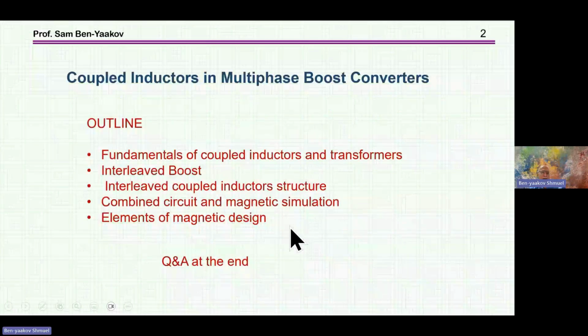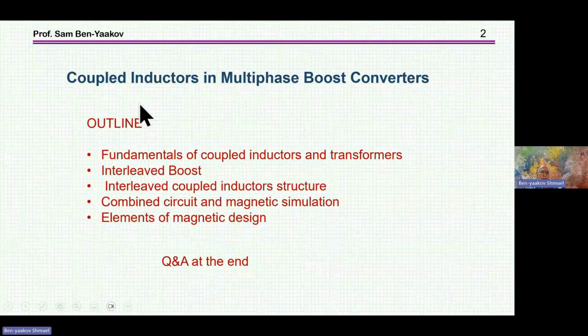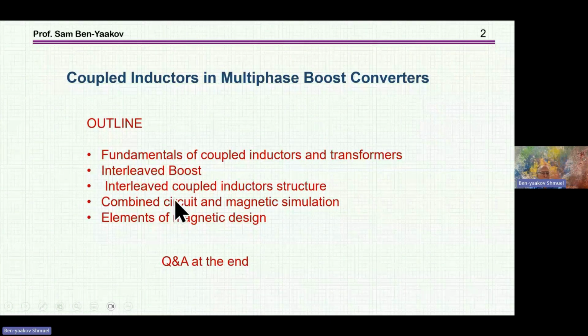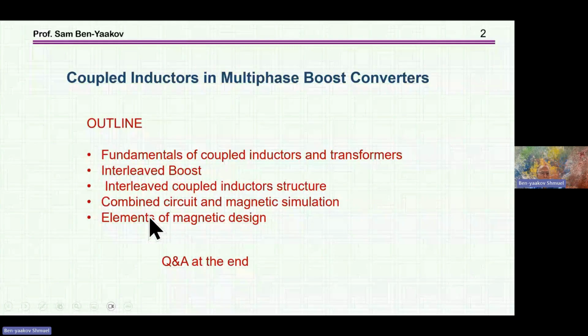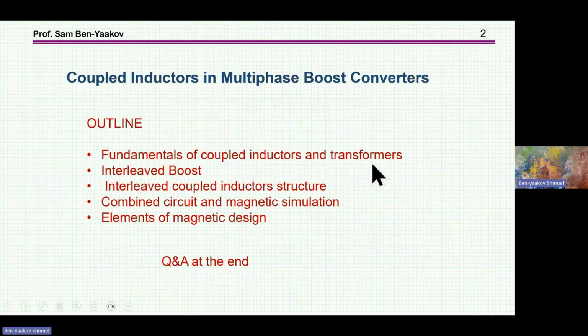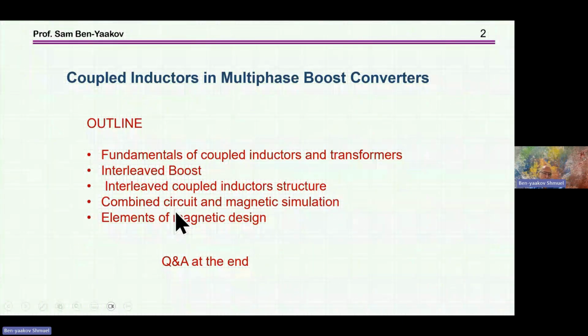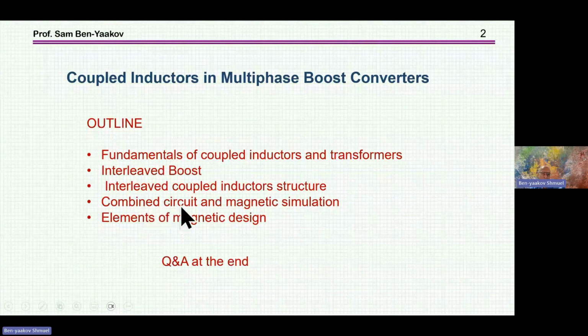Now, the title of this seminar is Coupled Inductors in Multiphase Boost Converters. And here is a short outline. We're going to talk about fundamentals of coupled inductors and transformers, interleaved boost, interleaved coupled inductor structure, and then, which I think is a highlight here, combined circuit and magnetic simulation.